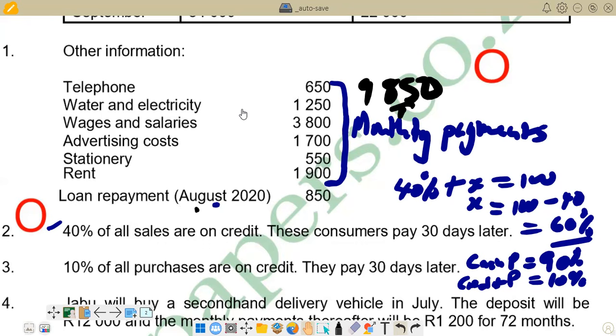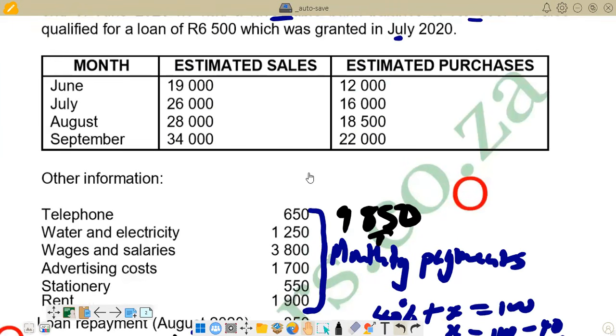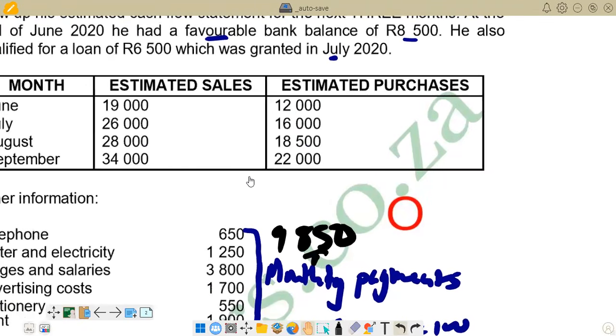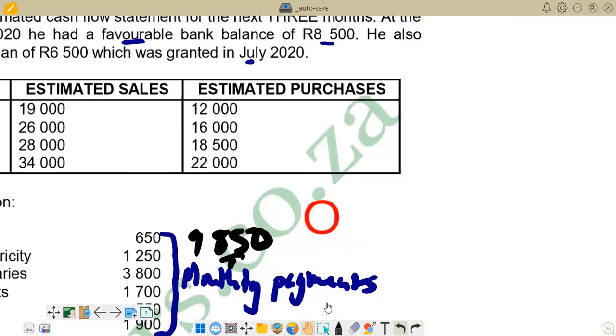So we go to the question, and remember, cash sales proportion, we are saying 60% is here. That's our proportion for cash sales. So we're going to start with cash sales. We just said 60% of the total estimated sales that we are given there. So we can just say here, calculation now of our cash sales.